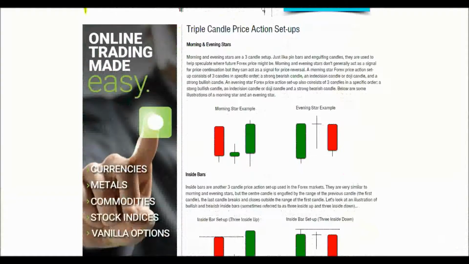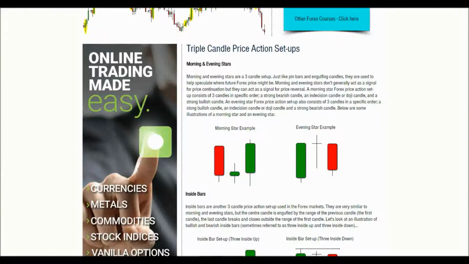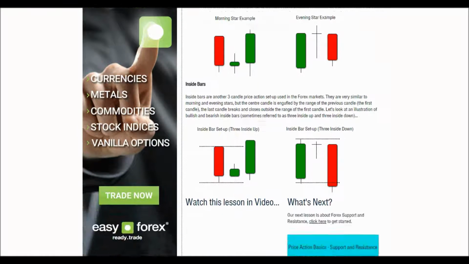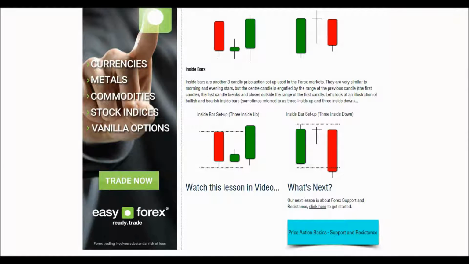There are a couple of triple candle setups or 3 candle setups: morning and evening stars, which look like this, and inside bars. Let's look at inside bars because these are fairly common too. An inside bar is when you have the first candle and the second candle closes within the range of the first candle. So the opening, close and high and low are within the high and low of the previous candle. And then the third candle is when we break out. It's kind of like a mini range.